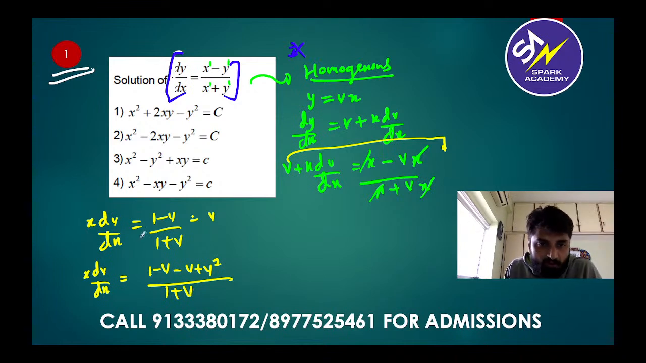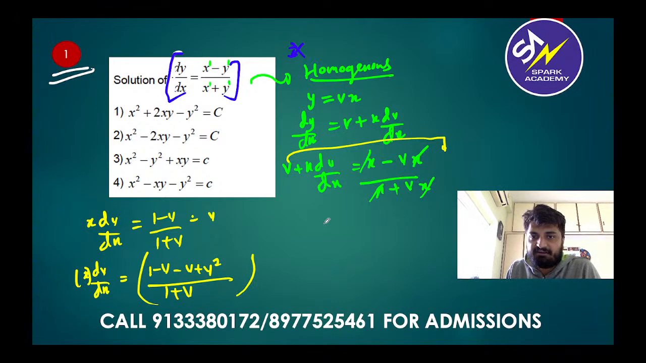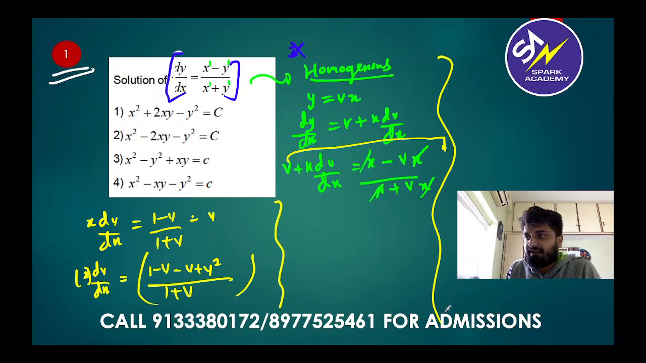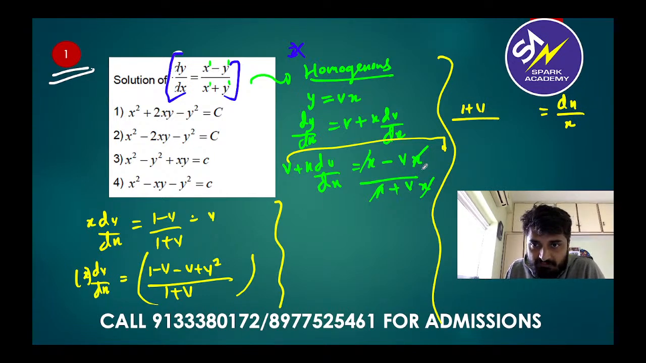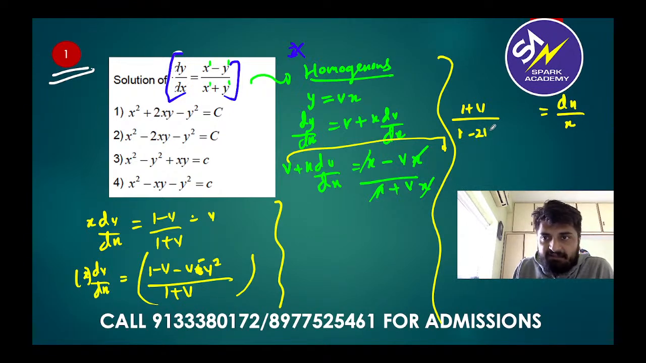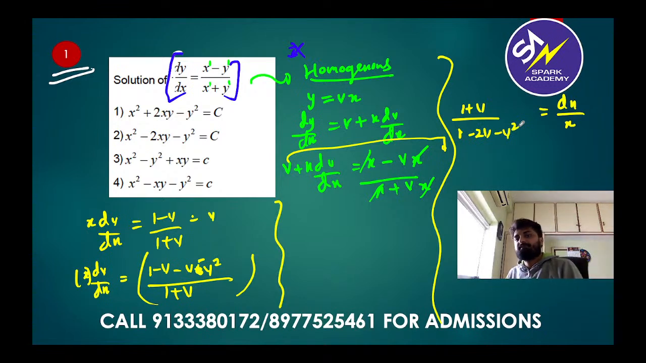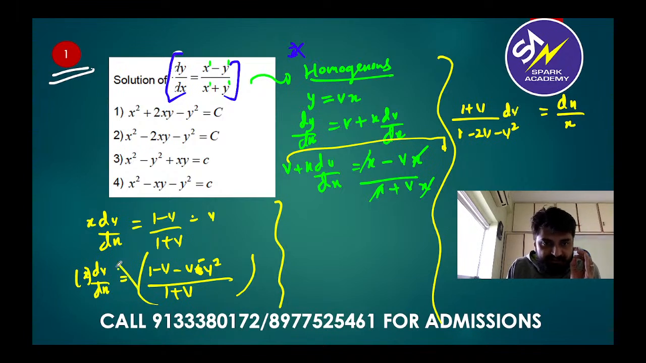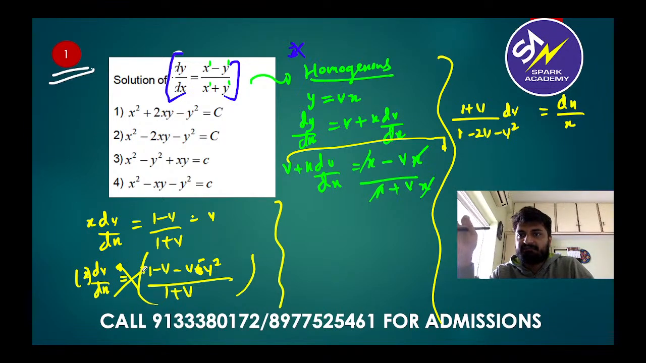Now if you're observing, all v terms are on one side, all x terms are on the other side. So if I rearrange, what will I get? dx by x is equal to, this is nothing but 1 plus v by, this is what? 1 minus v minus v square basically. This is 1 minus 2v minus v square basically. And into dv I can write. Basically I'm sending this here, I'm sending this here. Right, everyone?